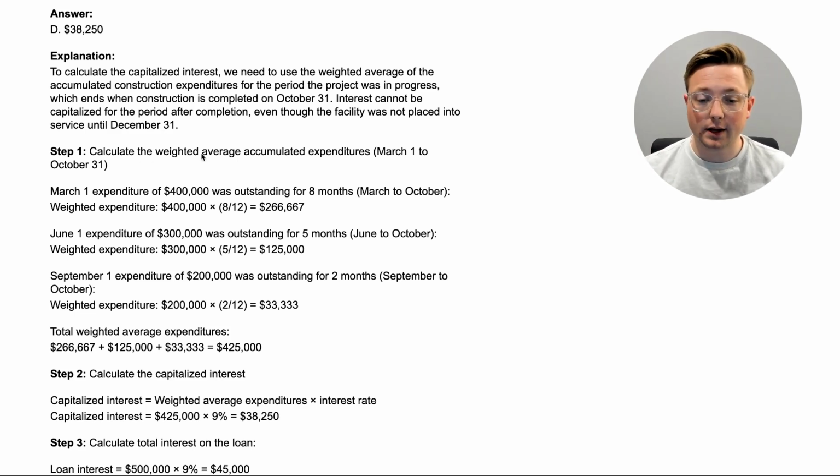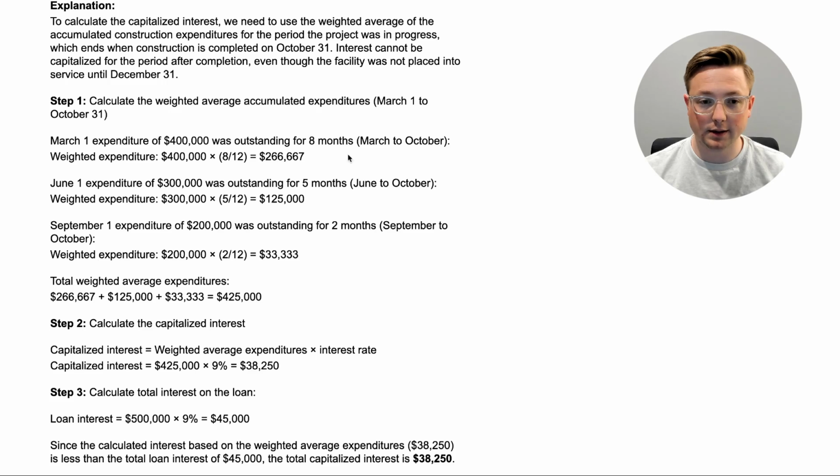Step 1, we have to calculate the weighted average expenditures. So we know how to do that. We did that in the previous question. Let's scroll down so we can see all of it at the same time. We have the March expenditure, $400,000. That was outstanding from March to October. That's 8 months. So that's $266,667 from multiplying it by 8 divided by 12. Then the June 1st expenditure, $300,000. That was outstanding for 5 months from June to October. So that's $125,000 instead of the $300,000 when you multiply it by 5 divided by 12.